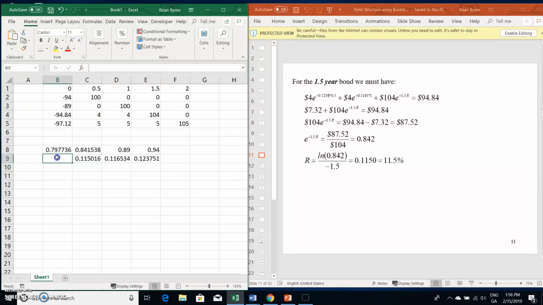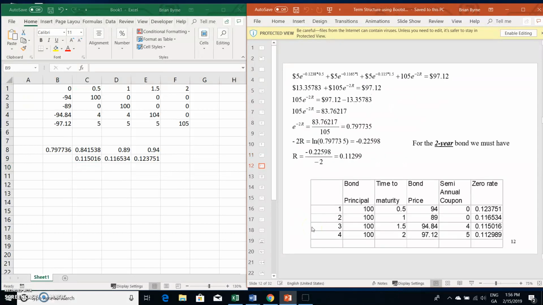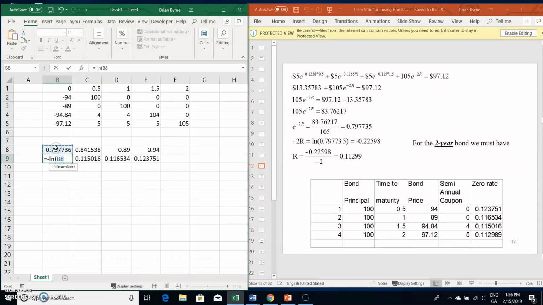And then for the final one, for year 2, month 24, if I take, again, the negative natural logarithm, open bracket, the discount factor, divide it by 2 years, I get 11.2989, which is the same as what we have here.